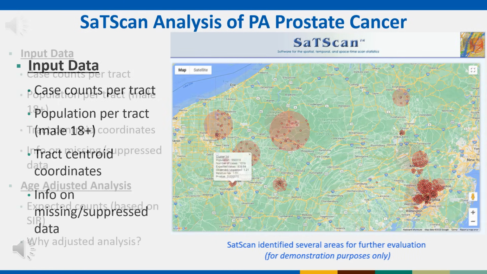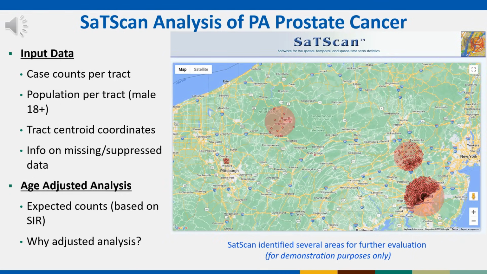Age-adjusted analysis: expected counts based on SIR. Why adjusted analysis? The previous analysis only adjusted for population at risk, the male population 18+. And we can understand the rationale for this. We expect more cases in areas where we have larger populations. The same can be said for known risk factors. For example, age is a risk factor for prostate cancer, and we would expect more cases in areas with older male populations. So we can rerun the SaTScan analysis adjusting for the geographic distribution of age and identify clusters that cannot be explained by the male age population.